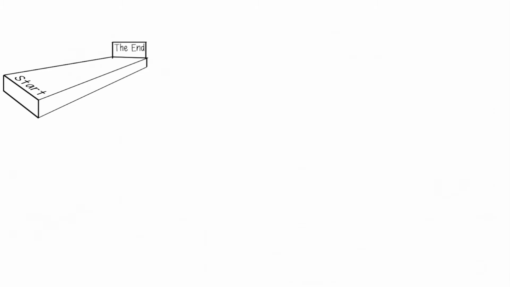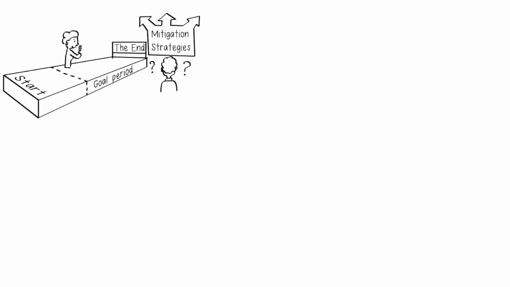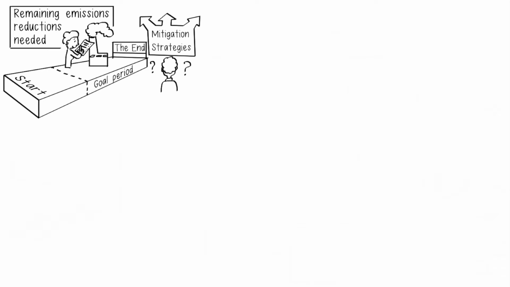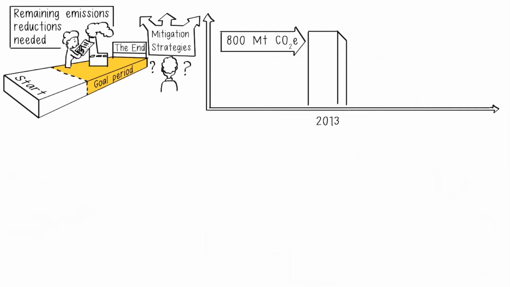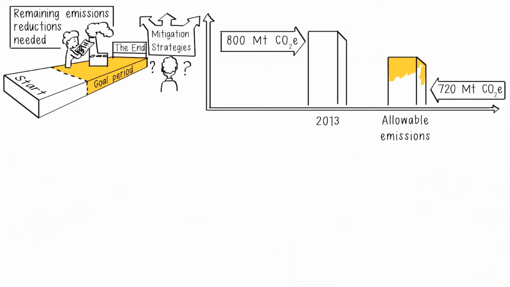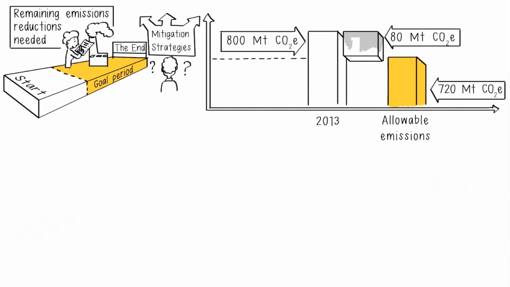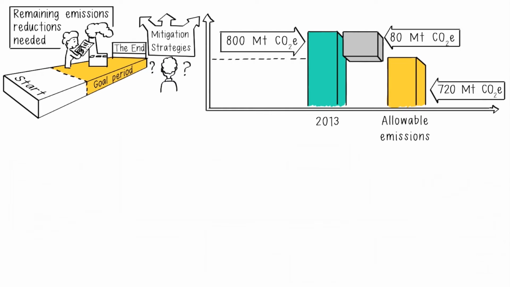In many cases, waiting until the end of the goal period is insufficient for making decisions on mitigation strategies during the goal period. This is why many choose to assess progress towards the goal during the goal period to determine the remaining emissions reductions needed to achieve the goal and what reductions have been achieved so far. In our example, emissions were determined to be 800 megatons CO2 equivalent in the reporting year of 2013. Since our allowable emissions were determined to be 720 megatons CO2 equivalent, we would require a further reduction of 80 megatons CO2 equivalent by 2020, our target year.